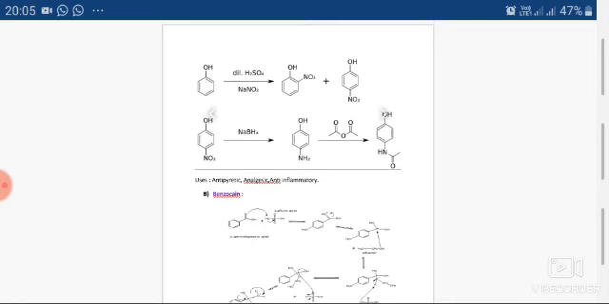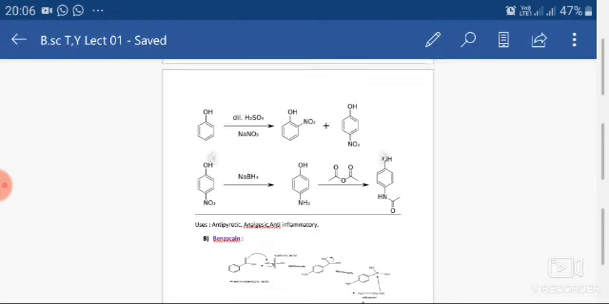Then the next is uses. This drug is also used as antipyretic, analgesic and anti-inflammatory agent, similar to that of aspirin. But aspirin was an older drug, and paracetamol is new. Aspirin has more side effects as compared to paracetamol, so the preferred one is paracetamol.